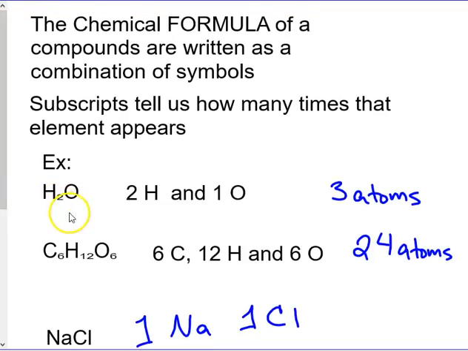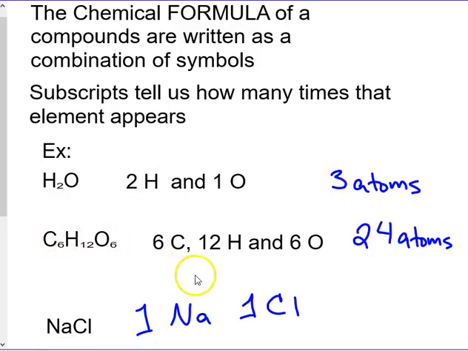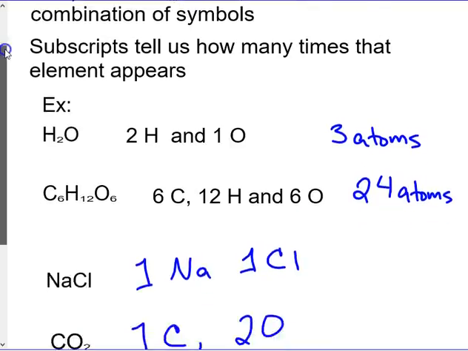Since I have 2 hydrogens and 1 oxygen, I have altogether 3 atoms here. So please add that. Here, since I have 6 carbons, 12 hydrogens, and 6 oxygens, all together I have 6 plus 12 plus 6, which makes 24 atoms altogether in that molecule.